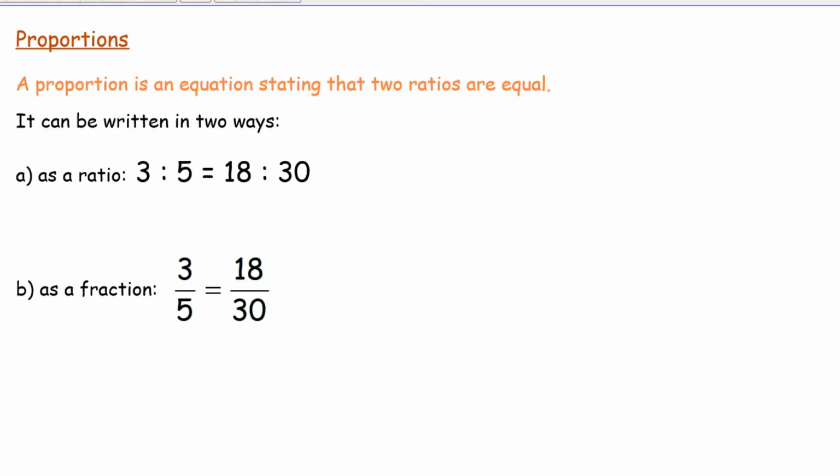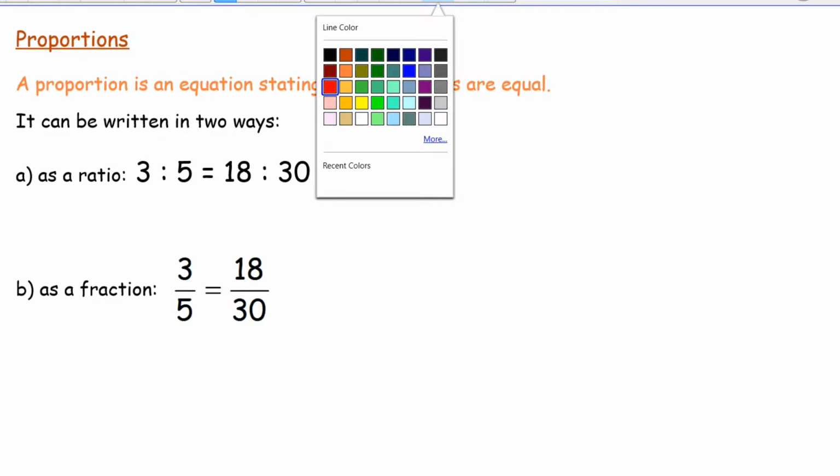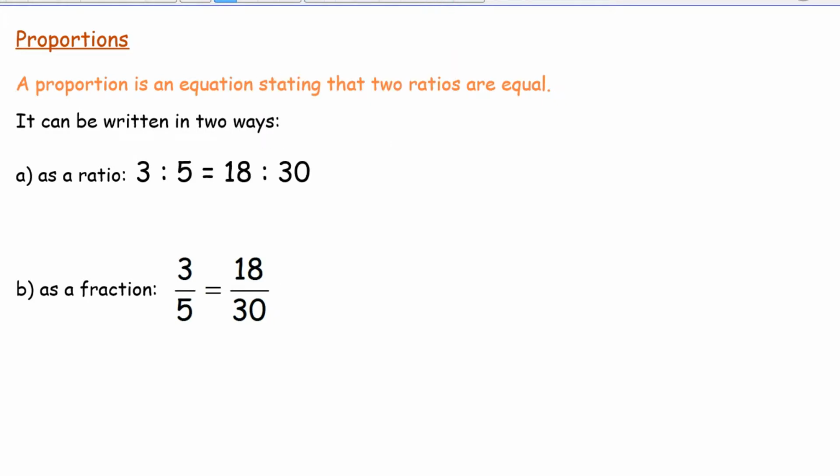A proportion is an equation stating that two ratios are equal. So it's just a statement that states that two ratios are equal. And it can be written in two ways. For example, it can be written as a ratio, like what I have here. Okay, so this is a proportion, or it can be written as a fraction, what I have here. This is also a proportion.